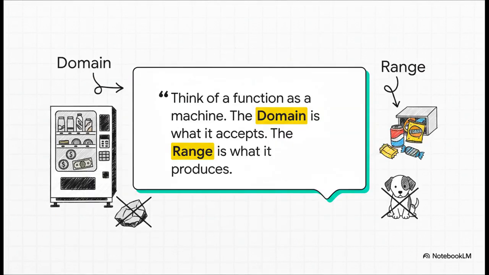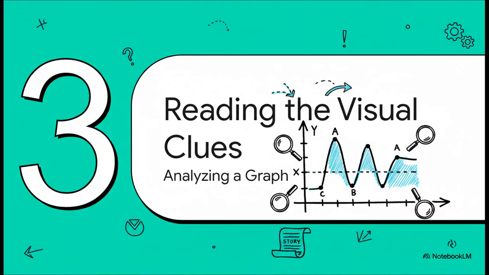You know, here's a really easy way to remember this. Think of a function like a vending machine. The domain is what you're allowed to put in it, right? It might only accept quarters or dollar bills. You can't stick a pebble in there. The range is everything it can possibly give you back. Soda, chips, candy, whatever's inside. You can't put in a rock, and you're definitely not going to get a puppy out of it. The machine has its rules. Okay, so we've got the lingo down. Domain is the input, range is the output.